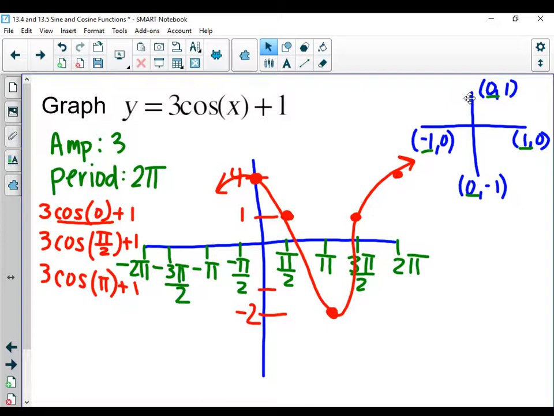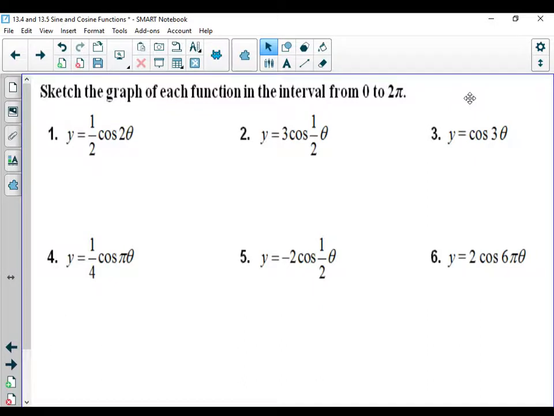All right. So for the next problems, I don't want you to graph them. I just want you to tell me the period and the amplitude. Okay? So just tell me the period and the amplitude of each one of these functions.